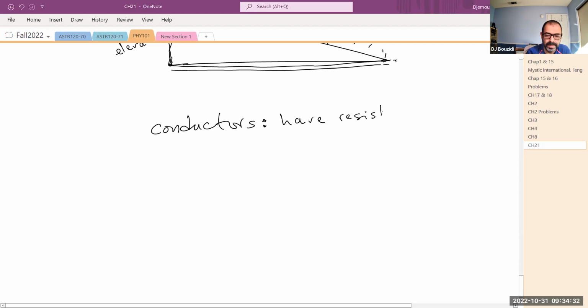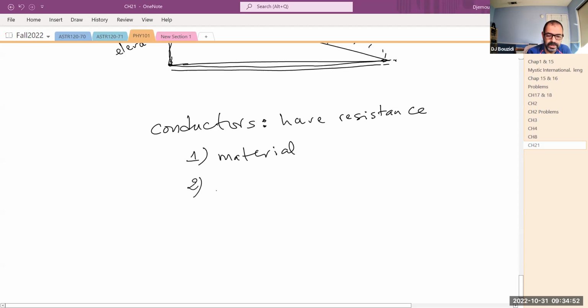And this resistance depends on several factors. First of all, the first one is the type of material. As I was saying earlier, gold is a good conductor. That means its resistance is low compared to silver, which is low compared to copper, which is better than iron, and so on and so forth. Okay, so the material matters.